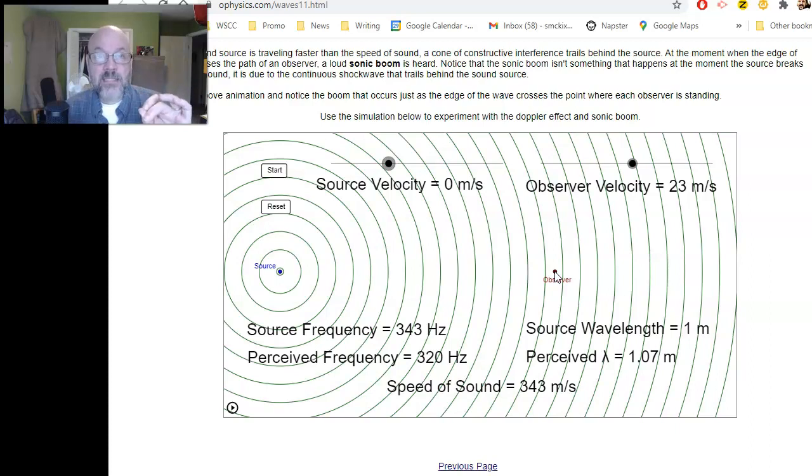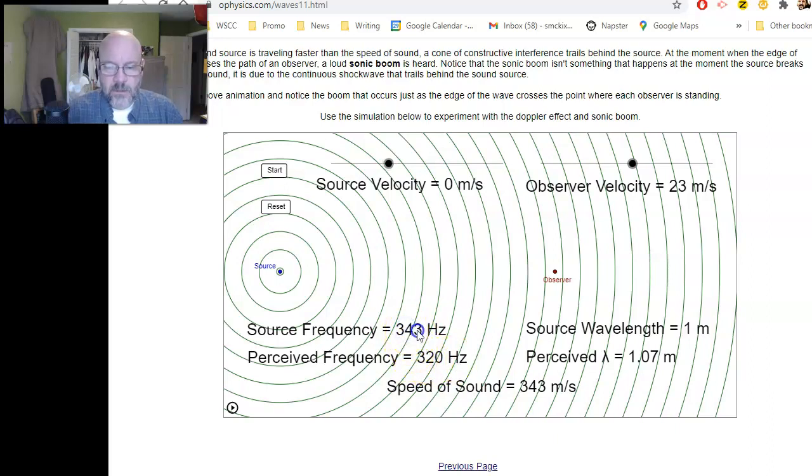And so that creates a downward shift, because instead of the wave fronts hitting you every half a second, it's maybe every 0.6 seconds, okay? So the period is stretched out, all right? And that changes the frequency. The frequency is going to drop, okay? And so this tells us about the perceived wavelength and the perceived frequency, all right? So if our source frequency is 343, then we're coming out over this here.